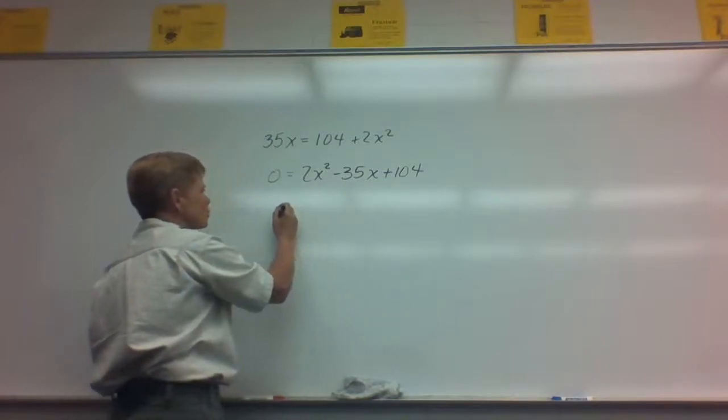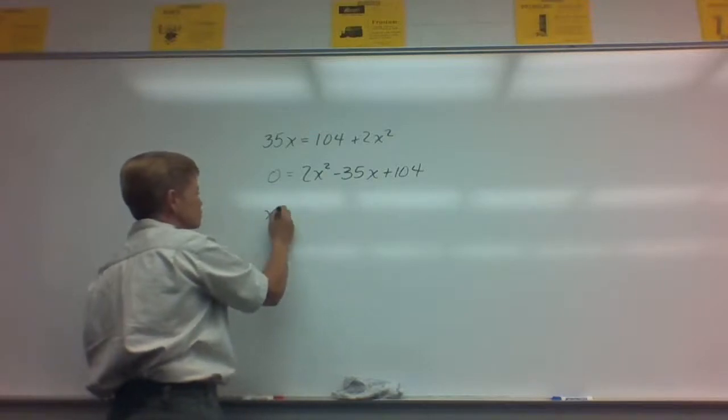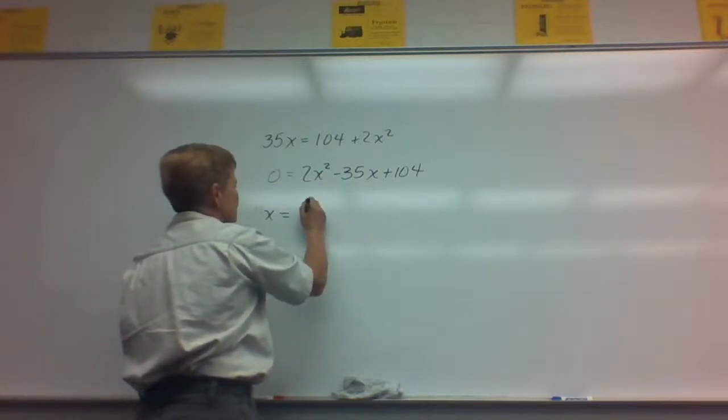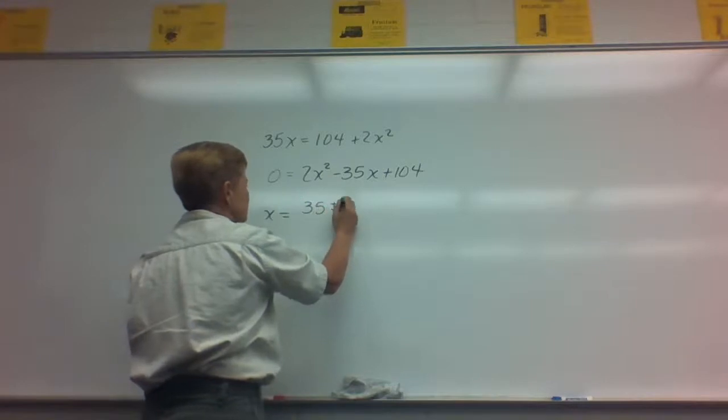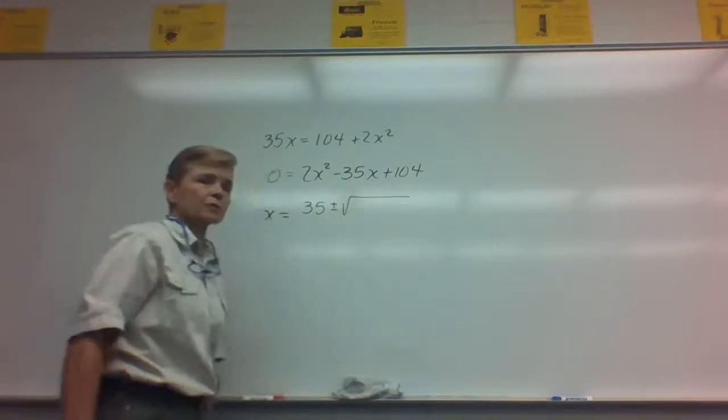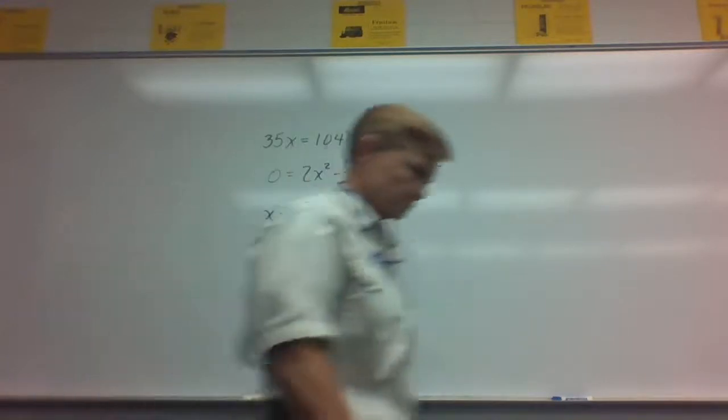And so you should write on your work, you should do this, and then you should write x equals the opposite of b plus or minus the square root of, and I don't know what 35 squared is. I know up quite a ways, but not that far.